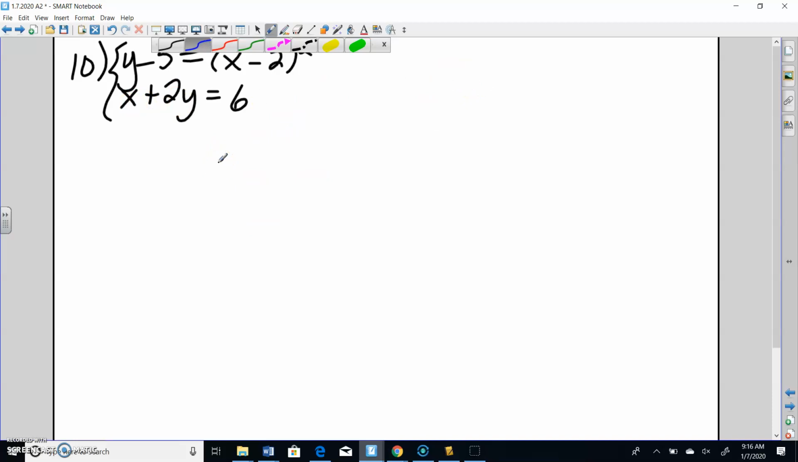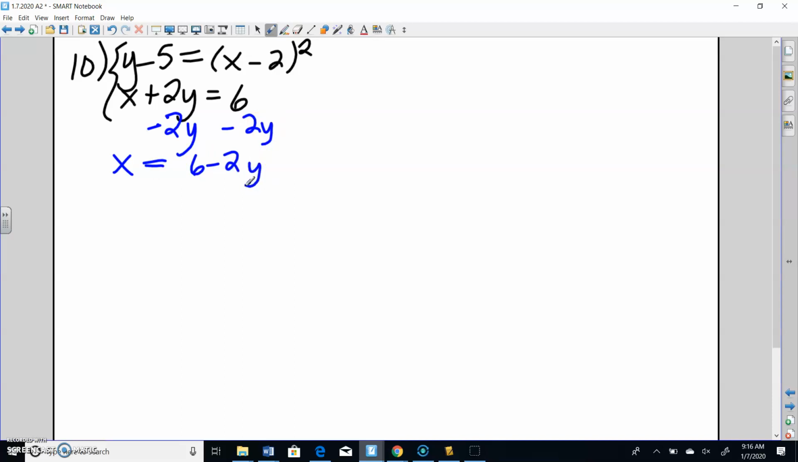Okay, so what we're going to do here is on the second equation, I'm going to subtract 2y from both sides so that I get x equals 6 minus 2y. Okay, so now I'm going to plug that into the first equation. If I solved for a variable in one equation, I don't plug it back into that same equation. I go into the other equation and plug that information in.